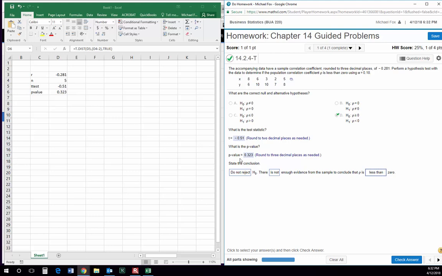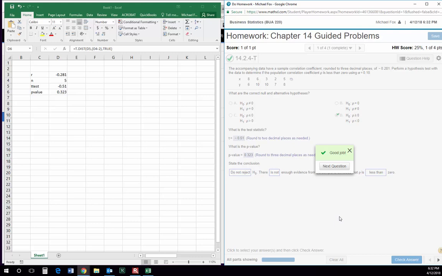If our p-value had been less than the alpha, then we would reject it because we would have evidence that it was less than 0. That can be a little confusing. You have to kind of talk yourself through it. All right, and we'll go on to the next question.